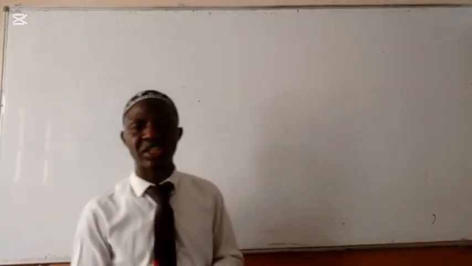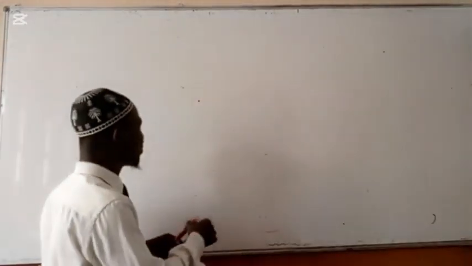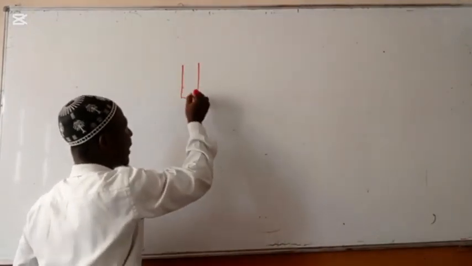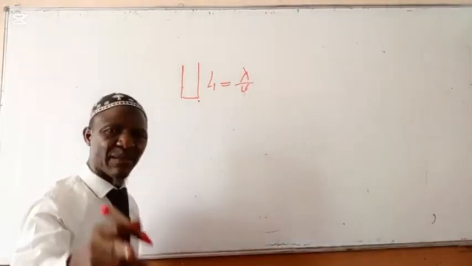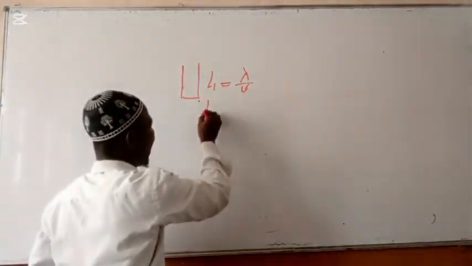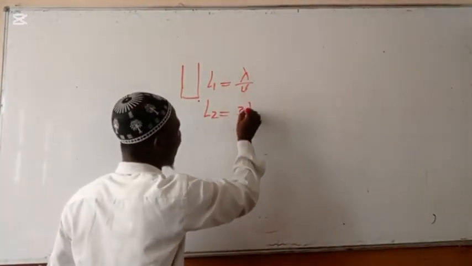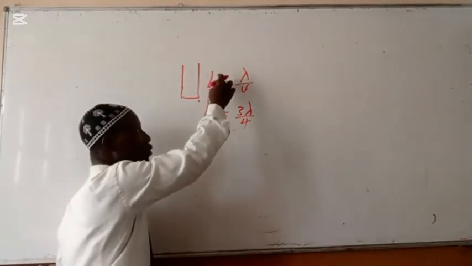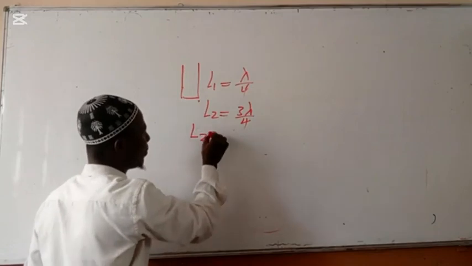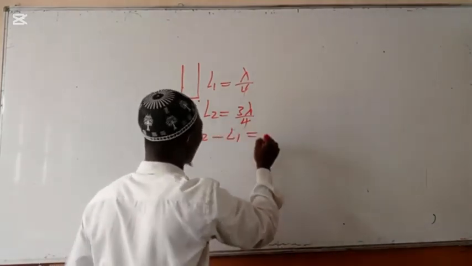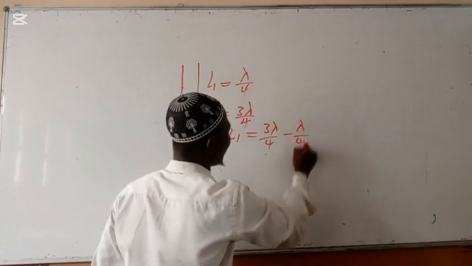Now the next thing is how to determine the velocity. The formula for finding velocity of sound wave using closed pipe. When you have your closed pipe like this, don't forget that our L1 is equal to lambda over 4 for L1. Then you now determine the L2 too. For L2 you have 3 lambda over 4. Then you now subtract L1 from L2. Therefore, L2 minus L1 is equal to 3 lambda over 4 minus lambda over 4.